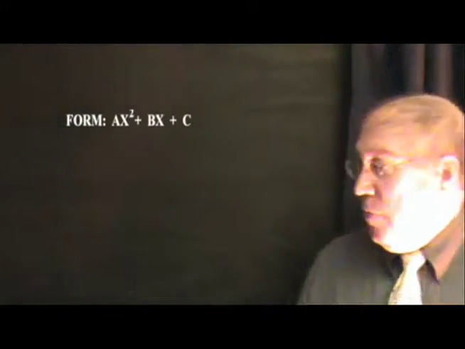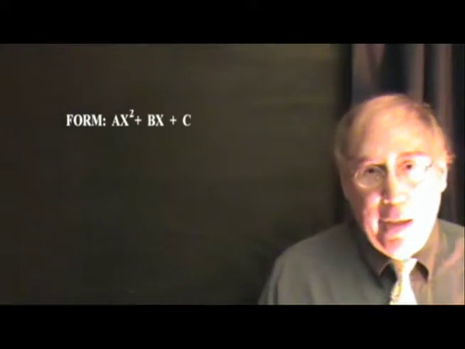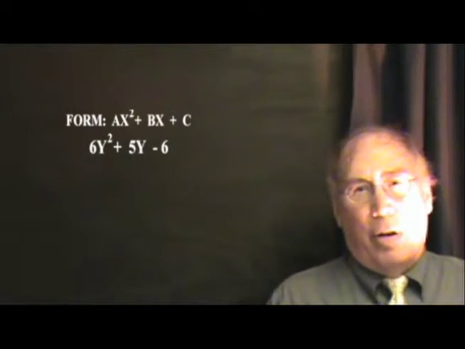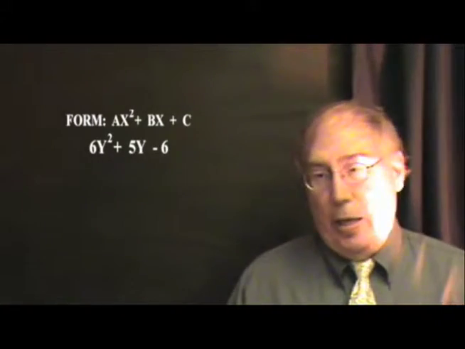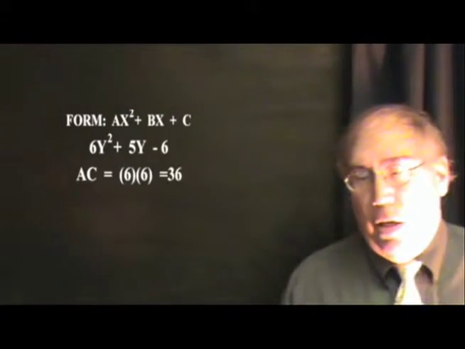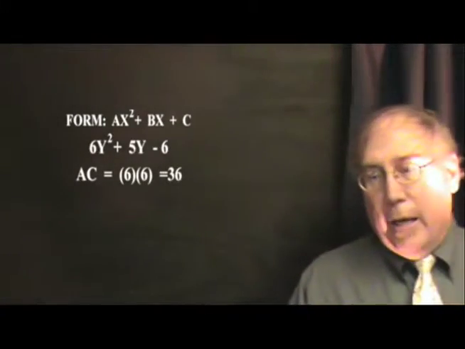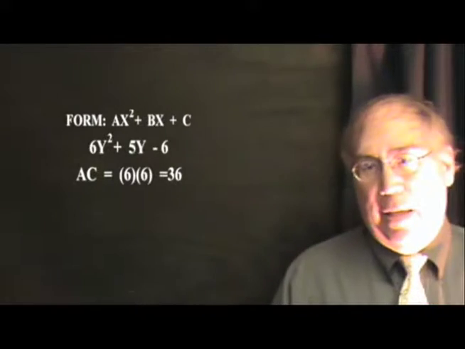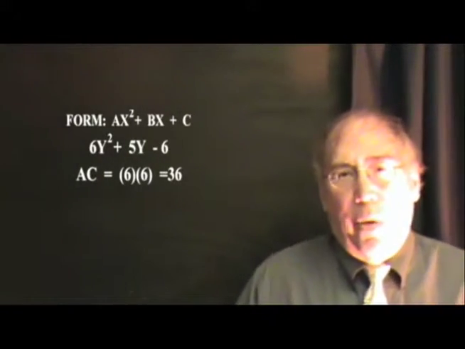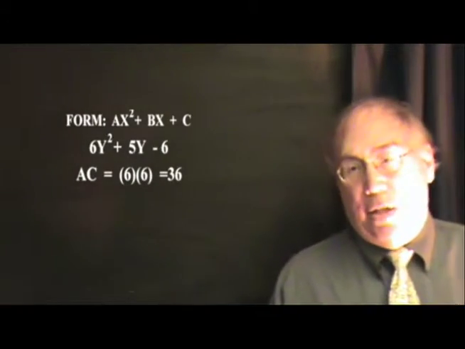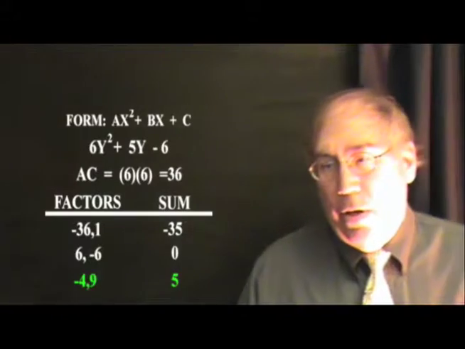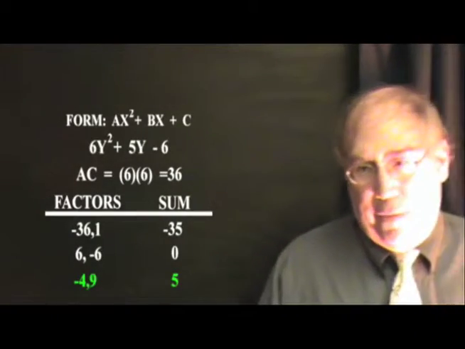Now, this final case here is a little bit tricky. It's a situation where we have a coefficient out in front of the x squared. In this case, it's going to be 6. Now, what you do is you multiply the a times the c. In this case, the 6 times the 6, we get 36. Now, we think of the factors of 36 such that when you add them together, you'll get 5.